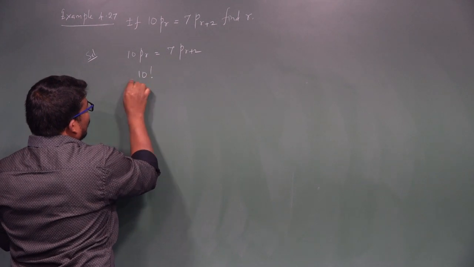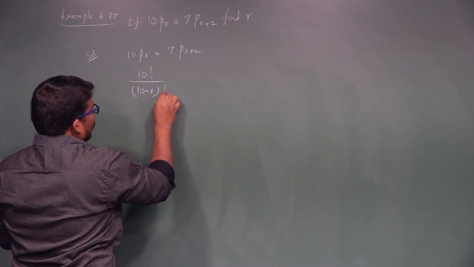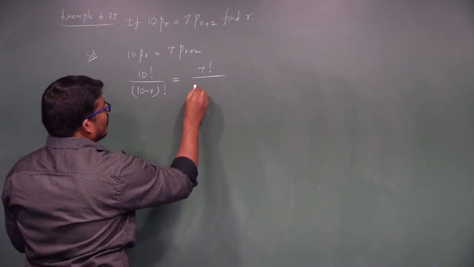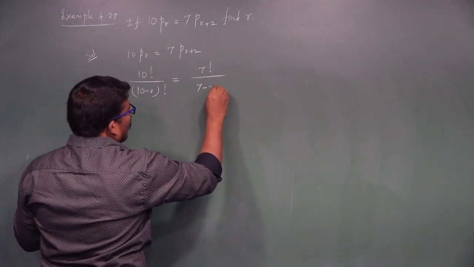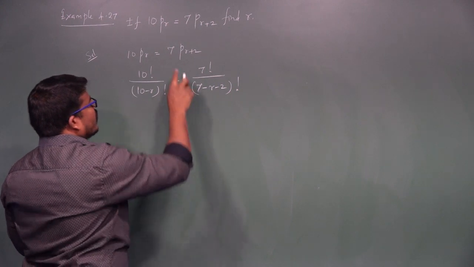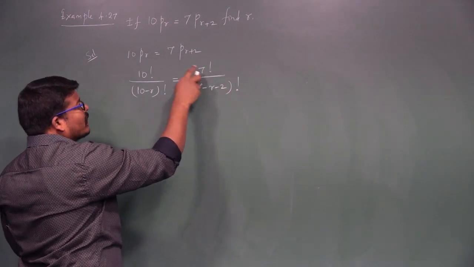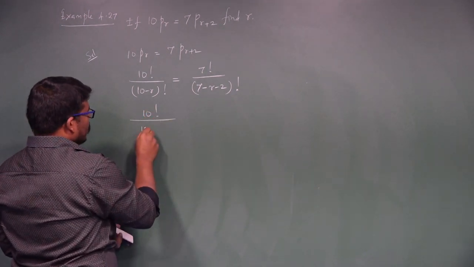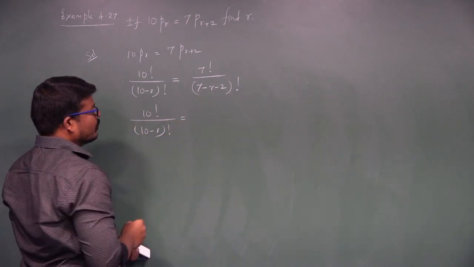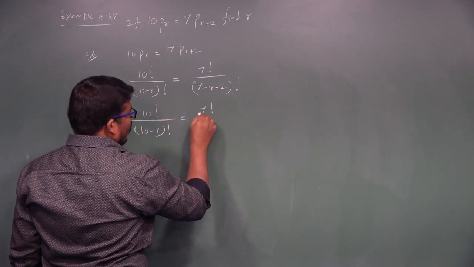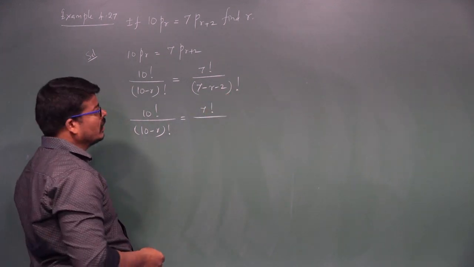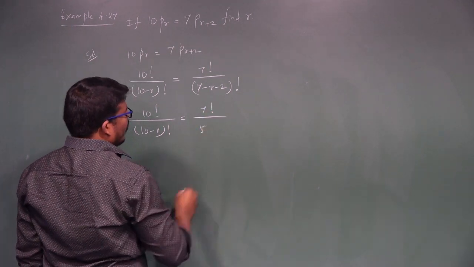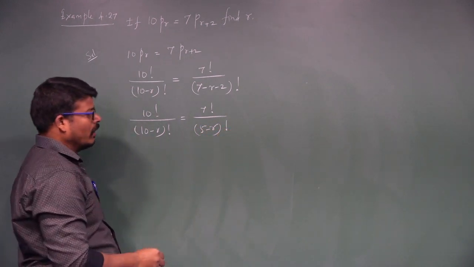Write 10 factorial by (10 minus r) factorial equals 7 factorial by (7 minus (r plus 2)) factorial. nPr equals n factorial by (n minus r) factorial. 10 factorial by (10 minus r) factorial equals 7 factorial by 7 minus r minus 2. 7 minus 2 is 5, so (5 minus r) factorial.